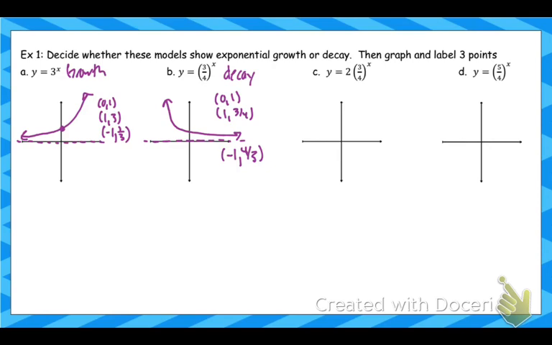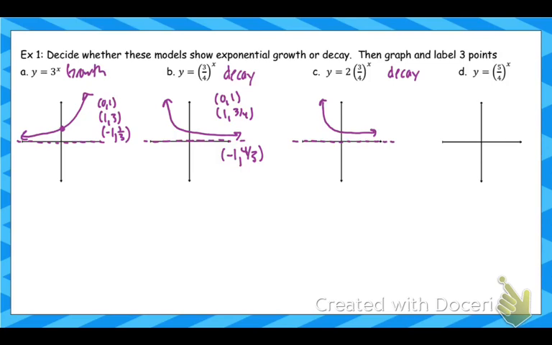All right, looking at the next one, even though there's a 2 here, that does not change the fact that this graph is decay because the base is smaller than 1. That's what we really look at to determine decay. So the shape of this graph is going to be getting smaller as it goes towards the right.